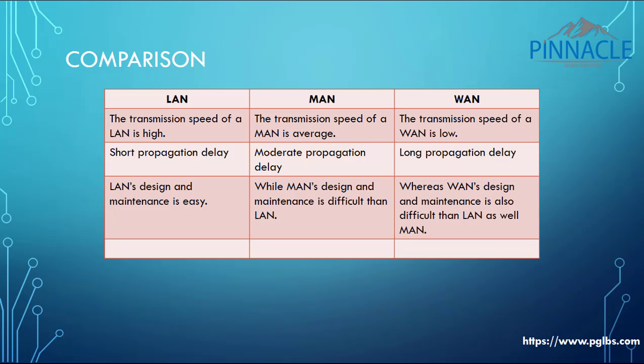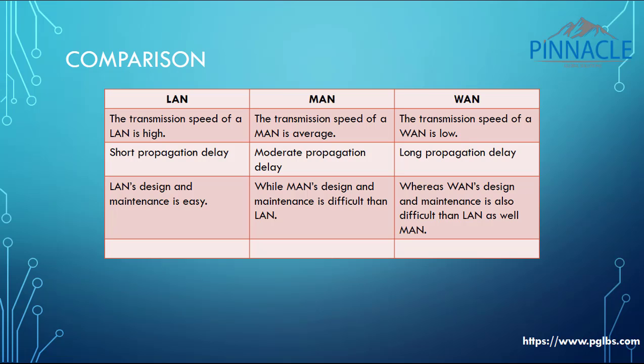Now in terms of maintenance, the design of LAN is very easy and is also easy to maintain, unlike MAN where design and maintenance is difficult, whereas in WAN, the design and maintenance is still more difficult as compared to LAN and MAN. So this is a short comparison matrix of all the 3 different types of networks, which is your local area network, metropolitan area network and wide area network.